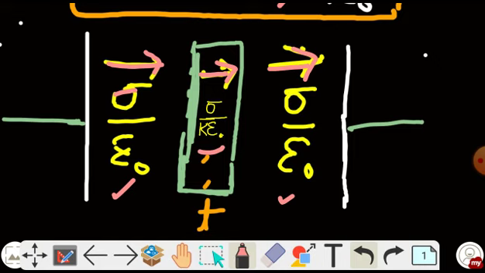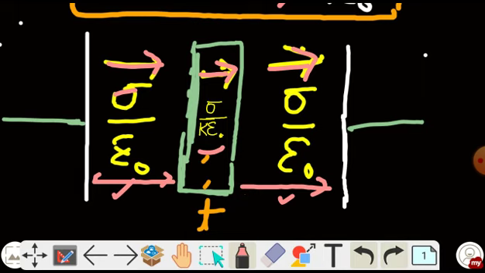That means the electric field is not the same throughout the region between the plates. See, it is constant within this region, that is sigma by epsilon naught. It is also constant within this region, but in this region the electric field intensity has changed. It is sigma by k epsilon naught. Okay, so this is the case of the electric field here.